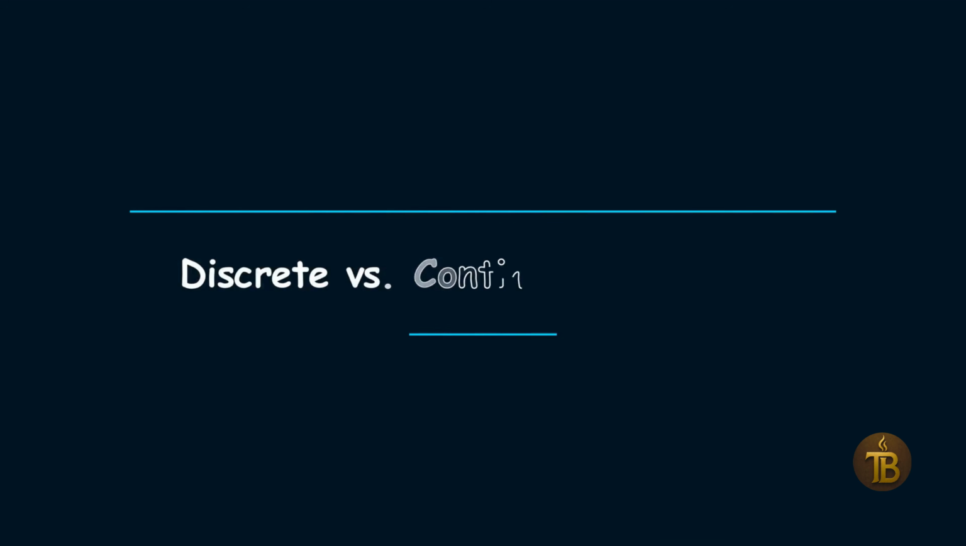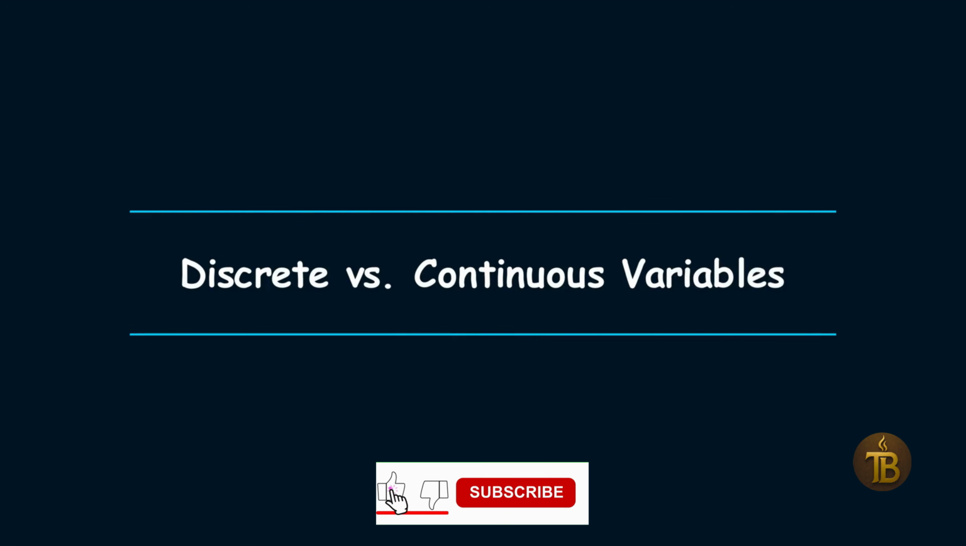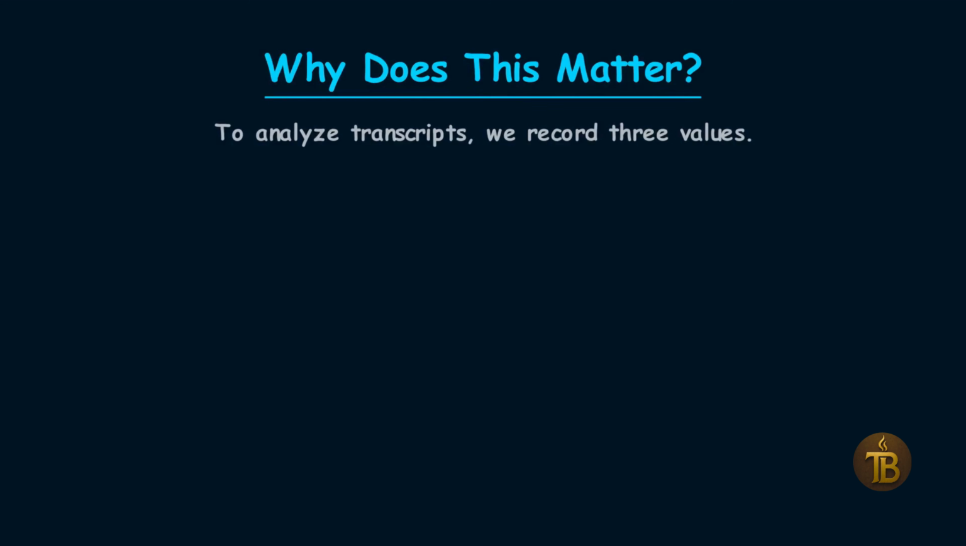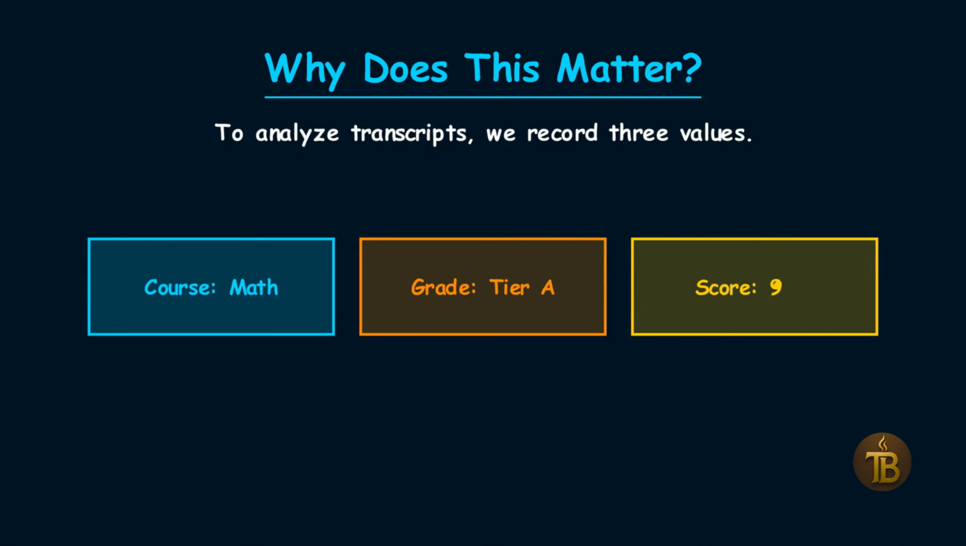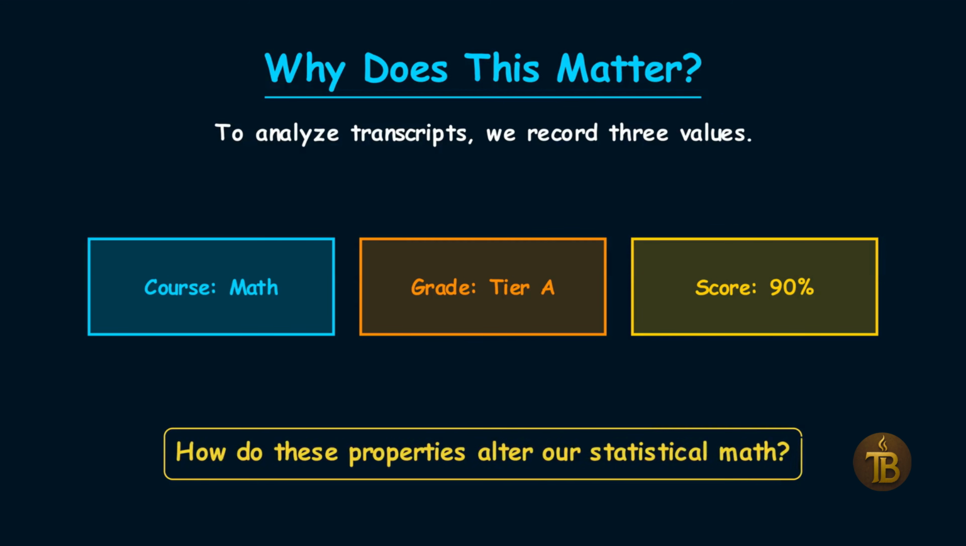Welcome back! In this lesson, we will explore the fundamental differences between discrete and continuous variables and how they shape our statistical analysis. Why does this matter? Imagine we analyze a student transcript and record 3 values: the course title, their letter grade, and their percentage score. Although they all describe performance, they belong to completely different scales. How do these properties change the way we do math?